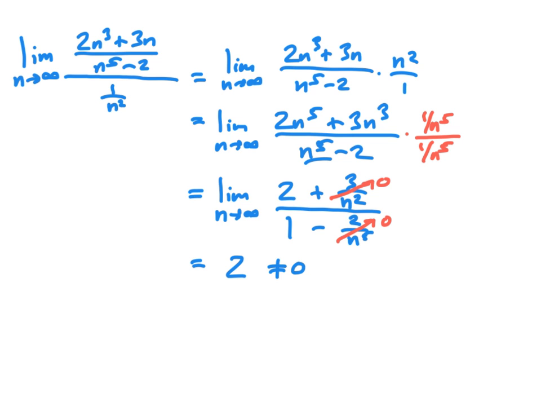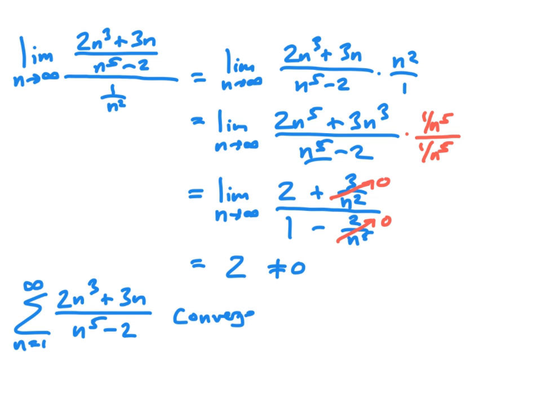What this means, since we have a number not equal to 0, is that our two series, the one that we were given and the one that we're comparing it to, 1 over n squared, have the exact same behavior, meaning they both converge or both diverge. And since our p-series is known to converge, we can now conclude that our given series converges by the limit comparison test, comparing it through a limit with the series 1 over n squared, which is a convergent p-series. So here our series converges by the limit comparison test.